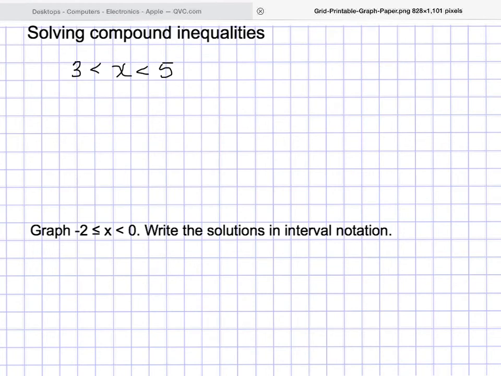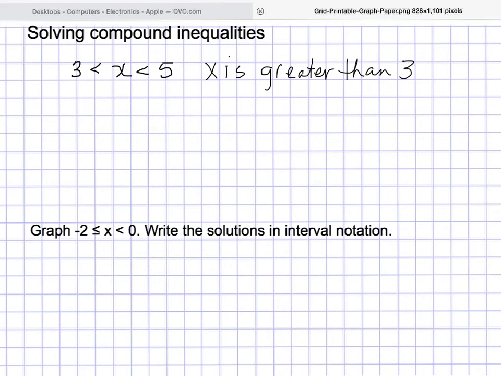Now we're going to look at something called compound inequalities. A compound inequality has 2 inequality symbols. And it looks something like this, where we have 3, then this less than sign, a variable, and another less than sign and 5. Now the way I read this is x is greater than 3.